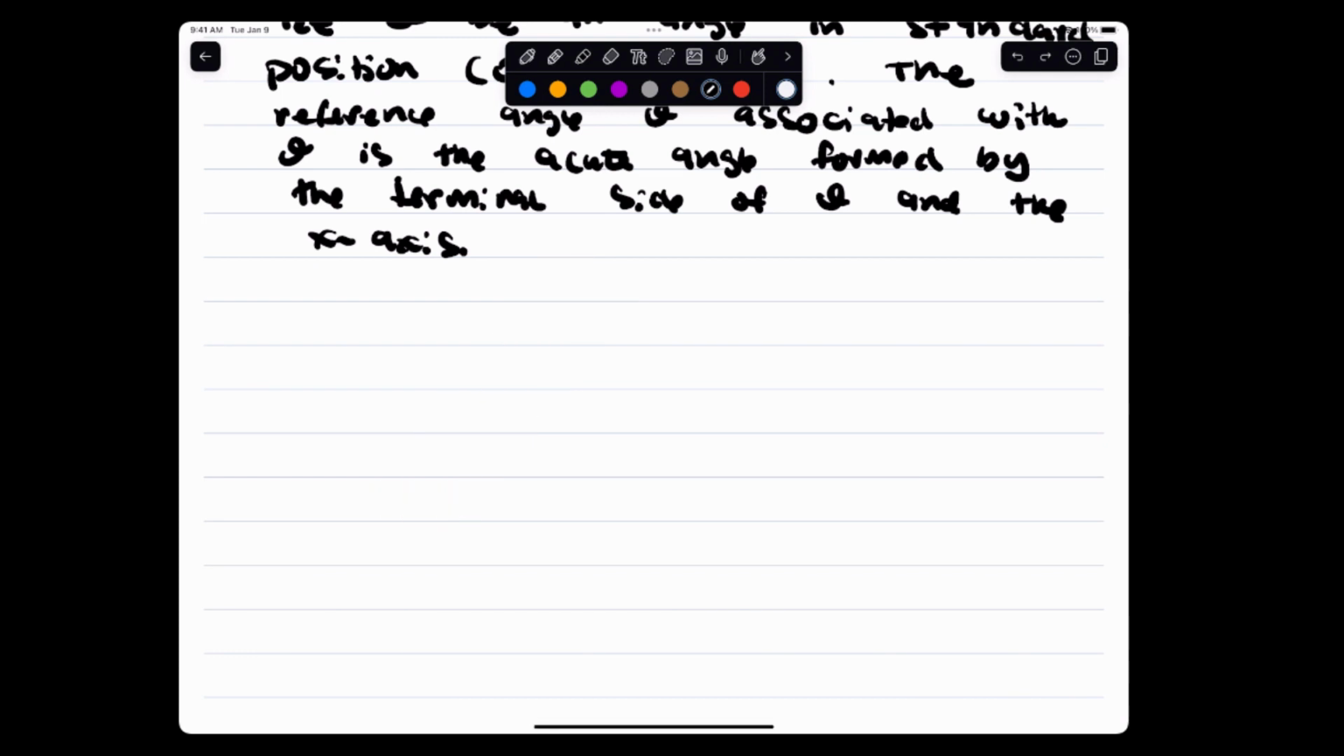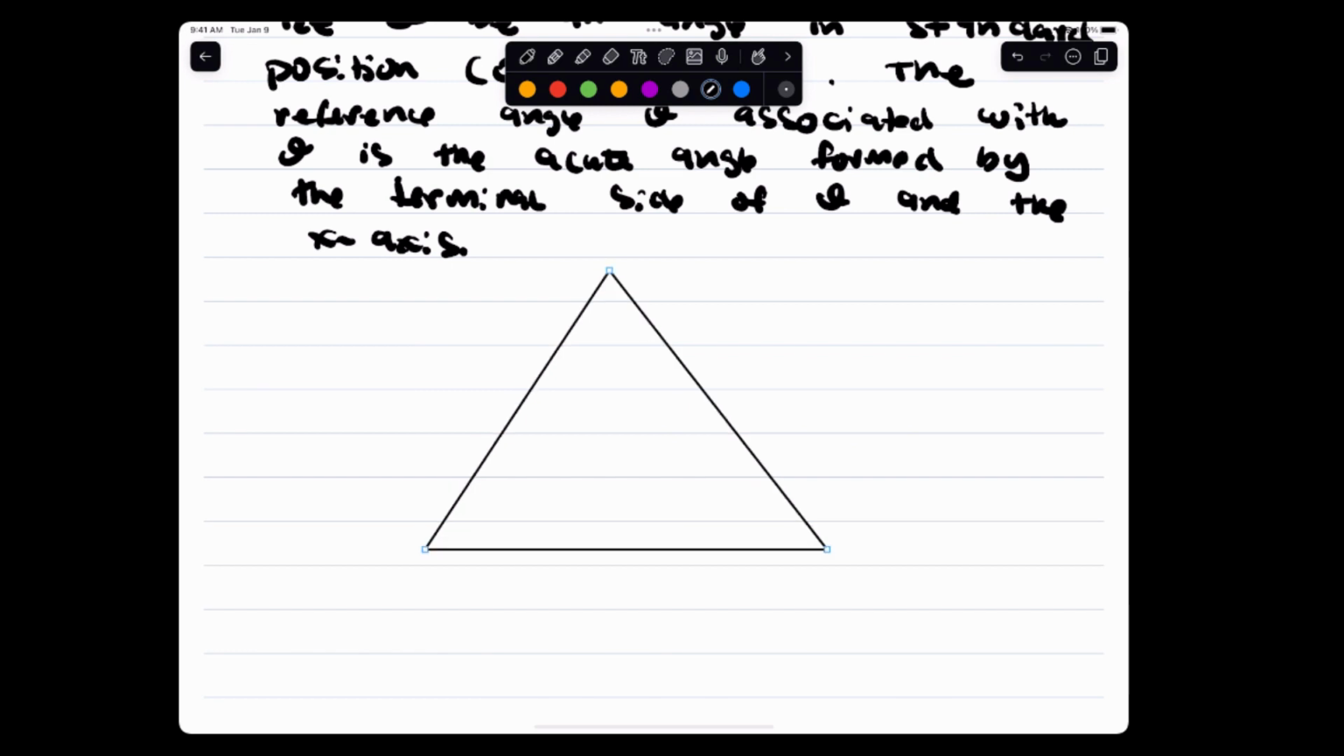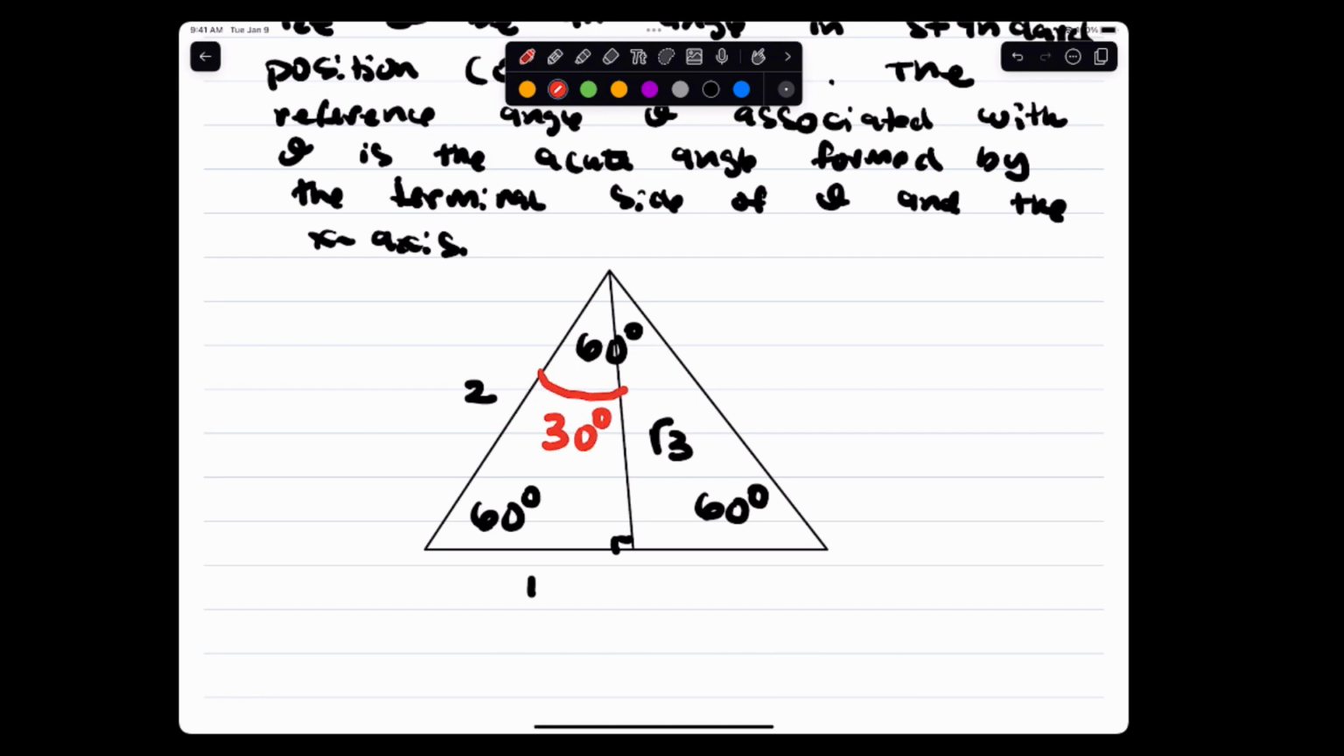Historically, ladies and gentlemen, people had to go back to geometry. Remember this 60 degrees, 60 degrees, 60 degrees. They had to go back here and say, if this is 2, this is 1, Pythagorean theorem, this is square root of 3. We bisected 60 and created 30. People had to memorize these special triangles.